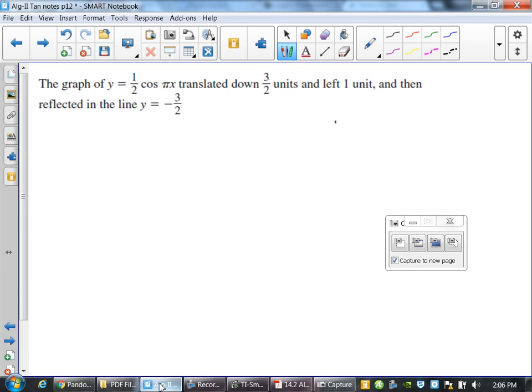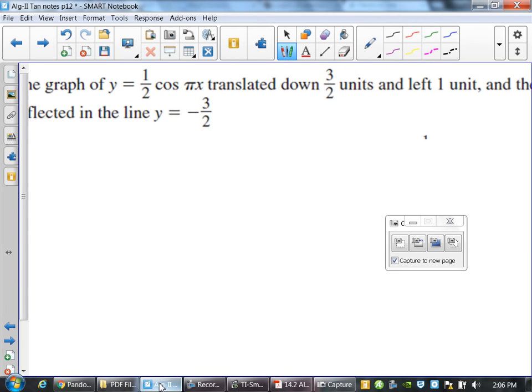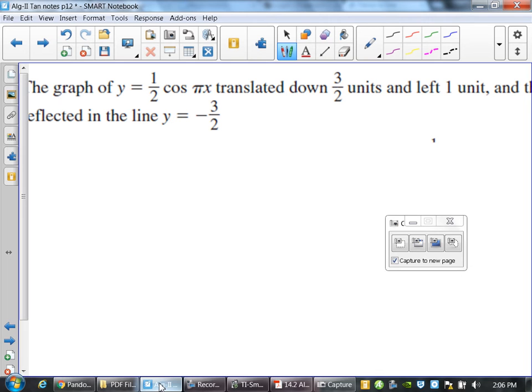Hey, look, it says the graph of 1/2 cosine pi x. So what kind of a graph is it? It's a cosine. Why is that? Because it says so. So 1/2 cosine pi x is translated down three halves, and left 1, and reflected about the line y equals -3/2.